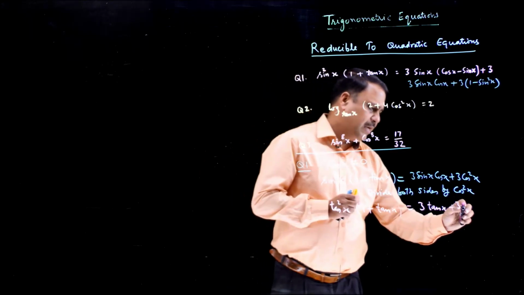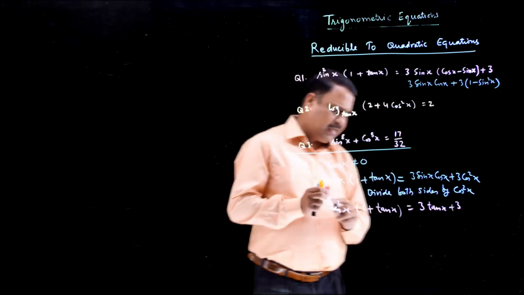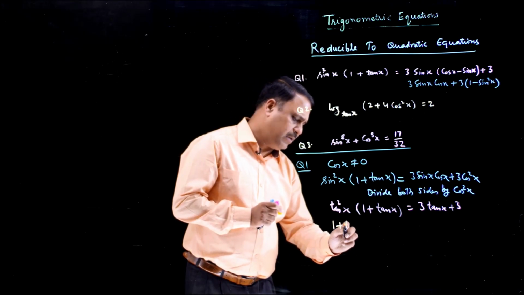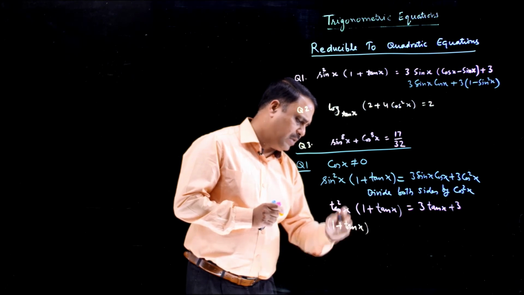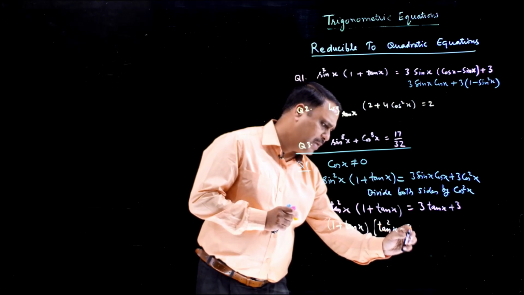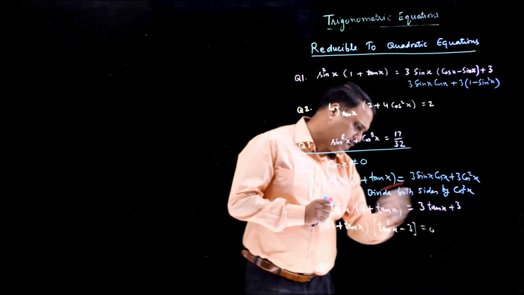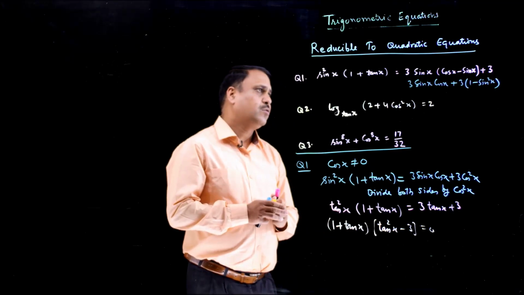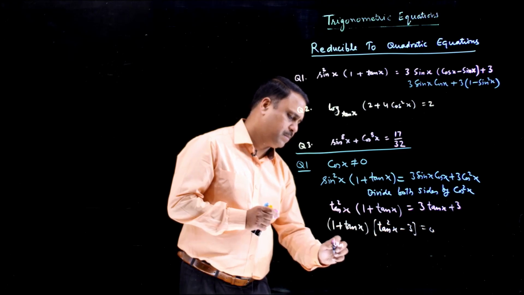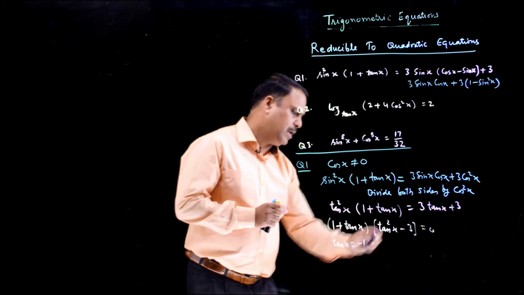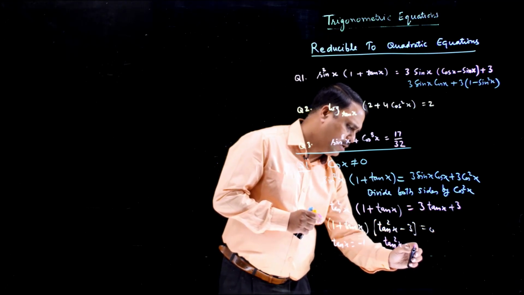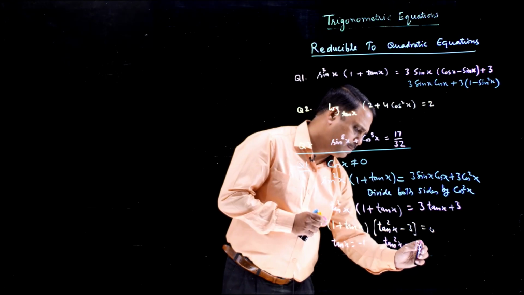So this can be written as 3 into 1 plus tan x. 1 plus tan x is common. So take that common part outside. 1 plus tan x is common. So what is left here? Tan square x minus 3 is equal to 0. Minus 3, I am transferring these terms to this side. So one solution is tan x is equal to minus 1. And another solution is tan square x is equal to under root 3 whole square.